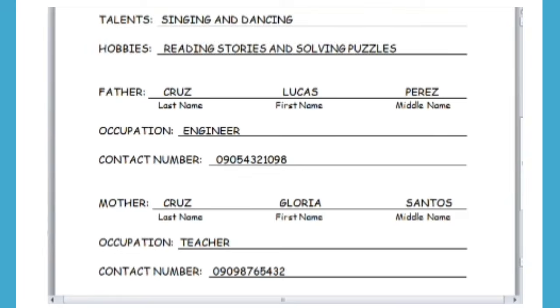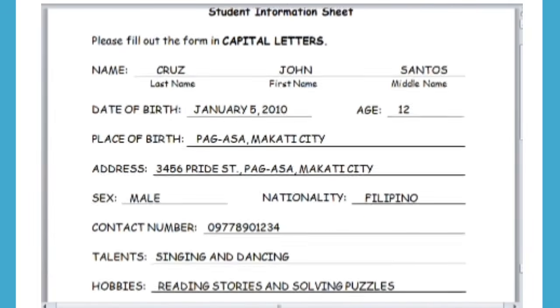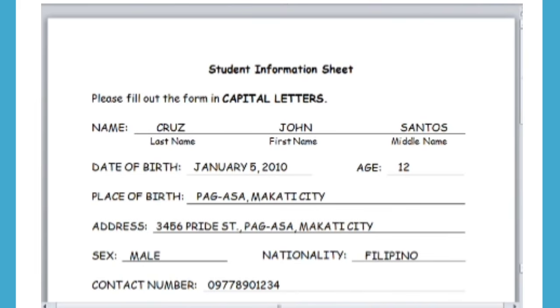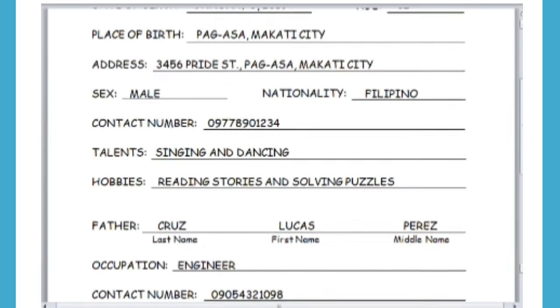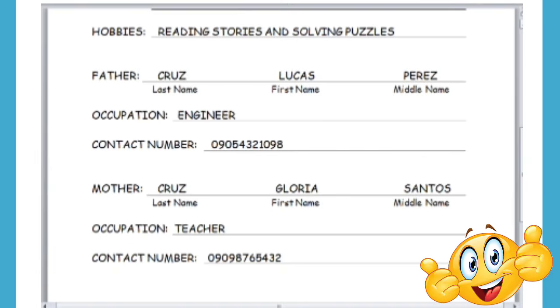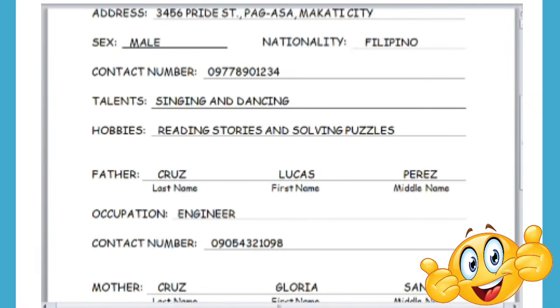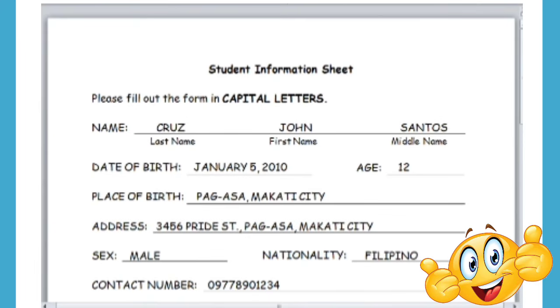So, more or less, these are the information asked in personal data forms or sheets. And remember that before submitting the form, make sure to review your answers or responses to make sure that you did not make any errors like spelling, spacing, capitalization, and others. Okay?